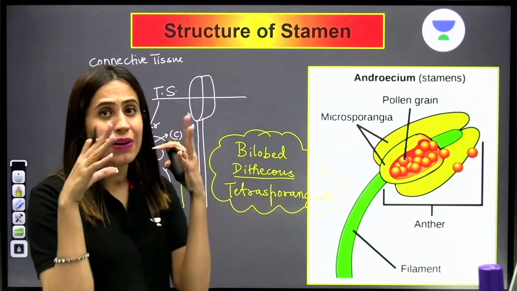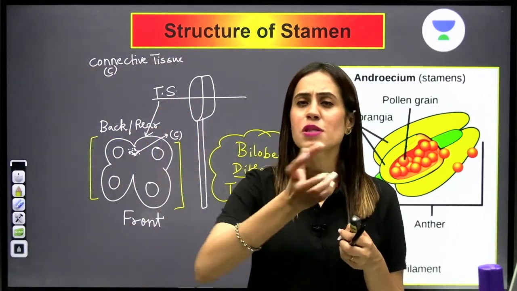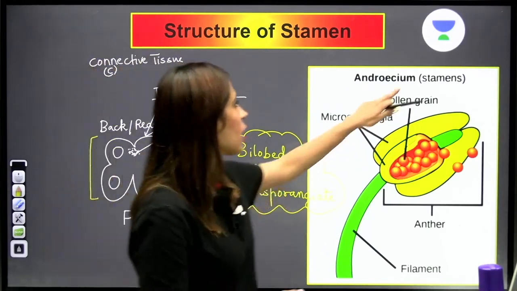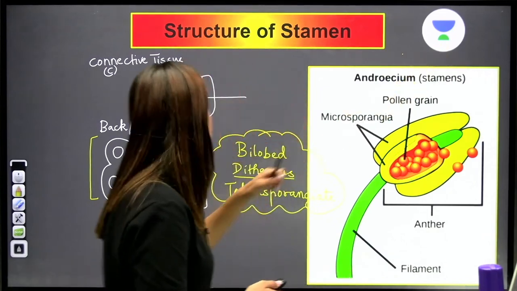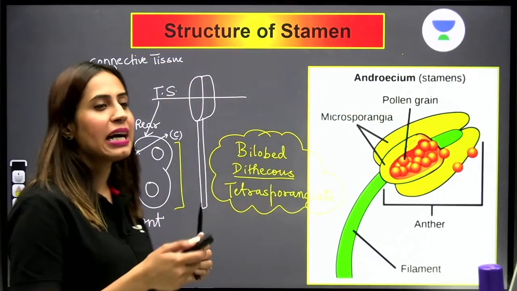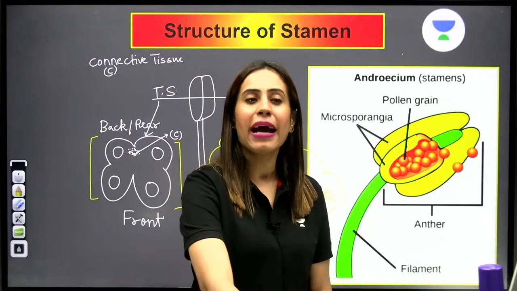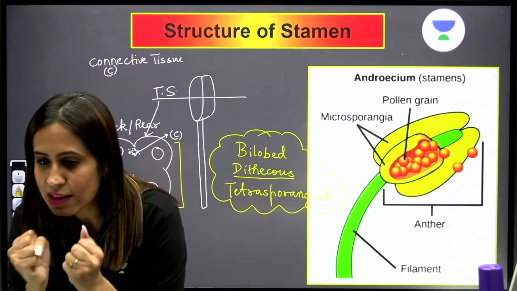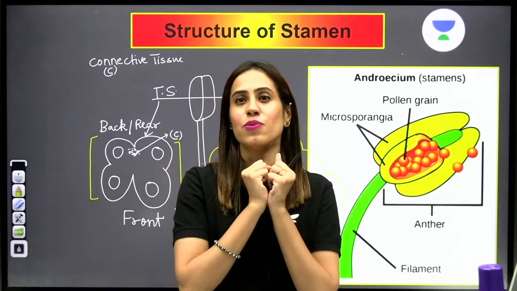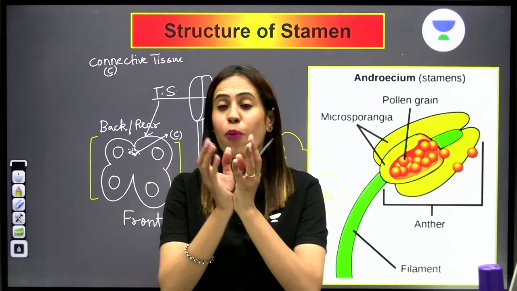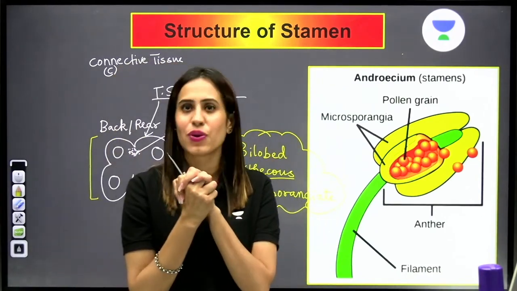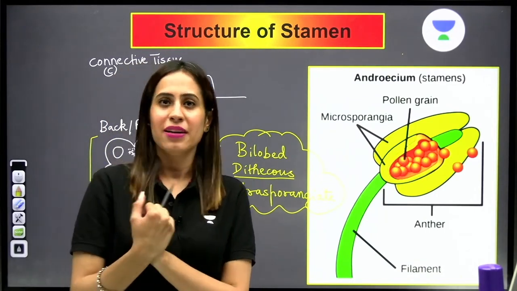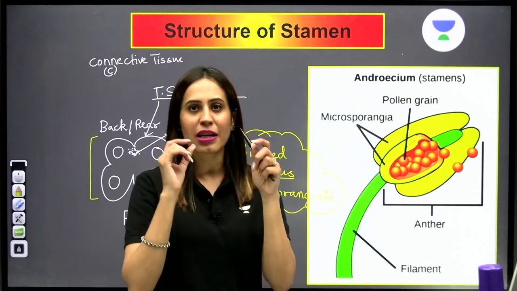So what is present in these microsporangia? Tell me, what will be inside the microsporangia? There is a presence of tissue. Which tissue? Sporogenous tissue, right? Sporogenous tissue, it's a diploid tissue.